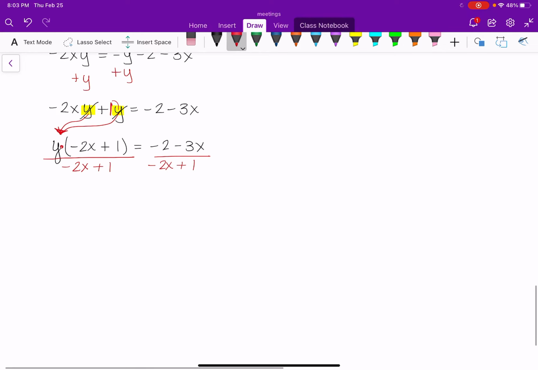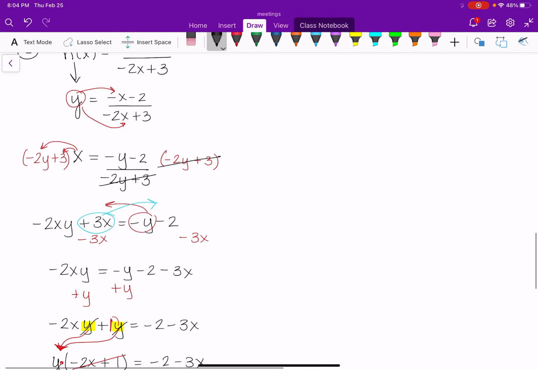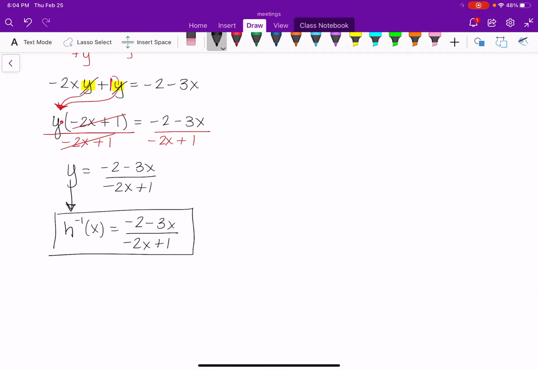So negative 2x plus 1 on both sides. These guys go away. And y is equal to negative 2 minus 3x over negative 2x plus 1. And then again, we're going to switch this y back into our function notation. I'm going to scroll back up real quick. I don't remember what letter we started off with. Oh, it was an h. So we're going to do h inverse of x is equal to negative 2 minus 3x over negative 2x plus 1. And this would be our answer right here for this one.